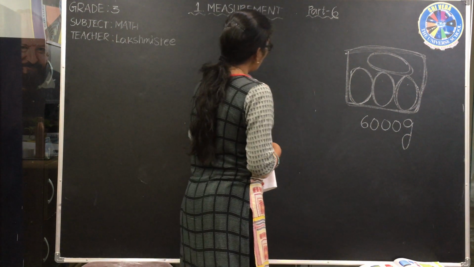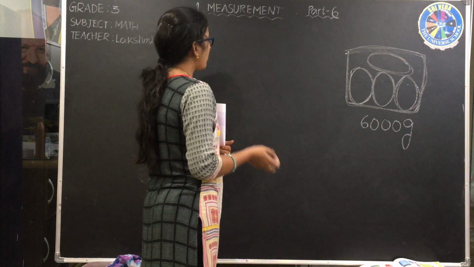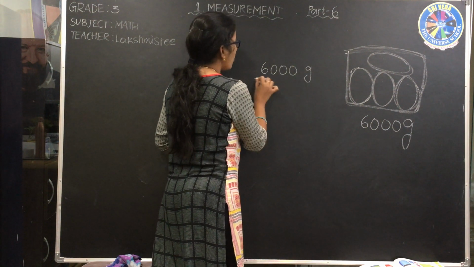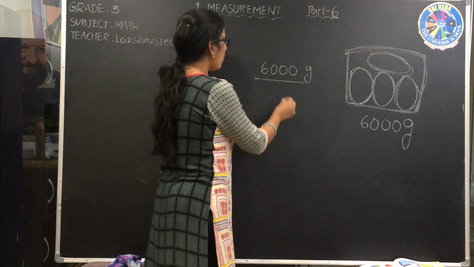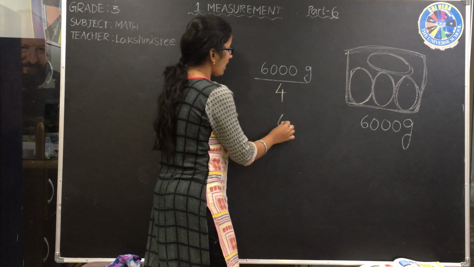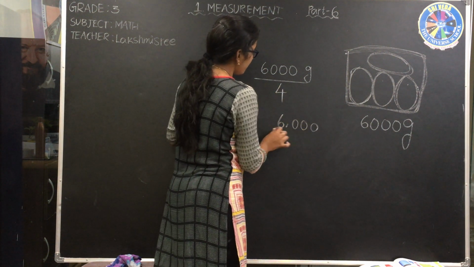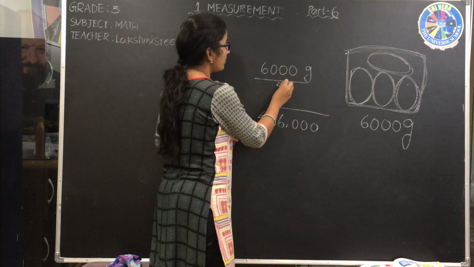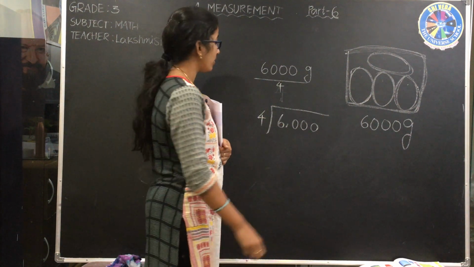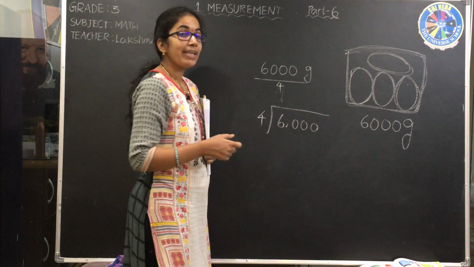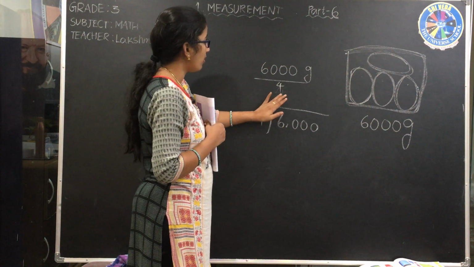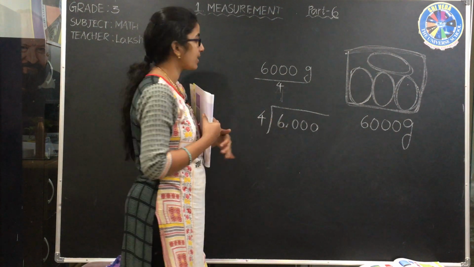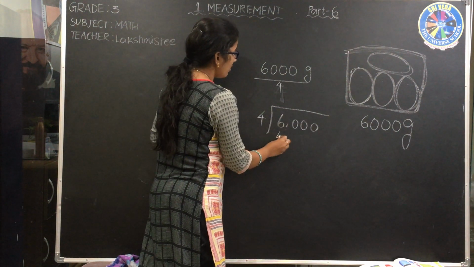Same way, we have to find out the weight of each watermelon. We know the total weight. What is the total weight? 6,000 grams. And how many watermelons are there? 4. Now we have to do the division method. Here we have 6. 6 is bigger than 4. So, we have to write the nearest number. 4 ones are 4, 4 twos are 8. If you are doing with 2, it is crossing 6. So, 4 ones are 4.